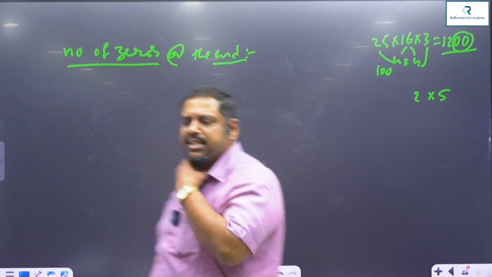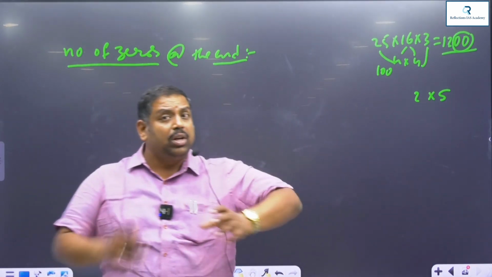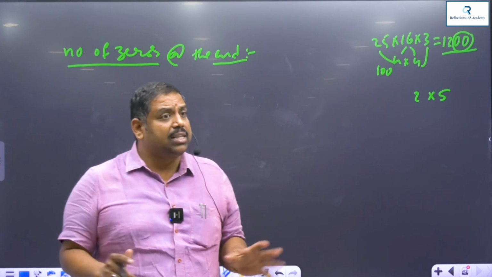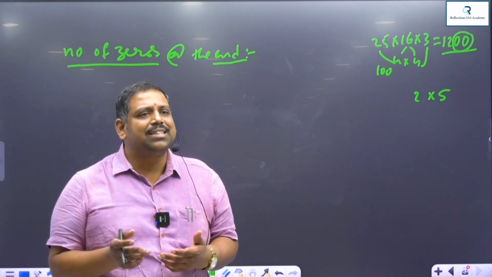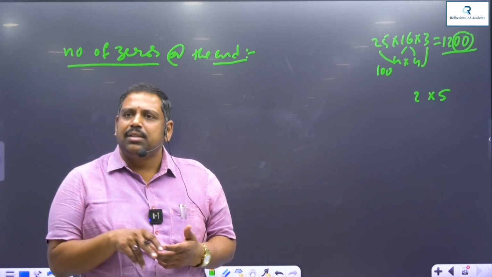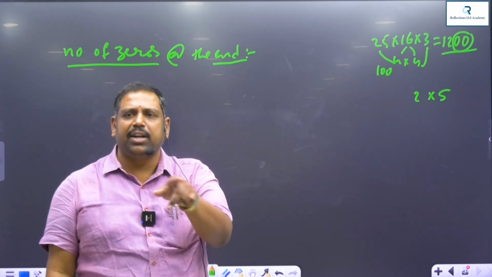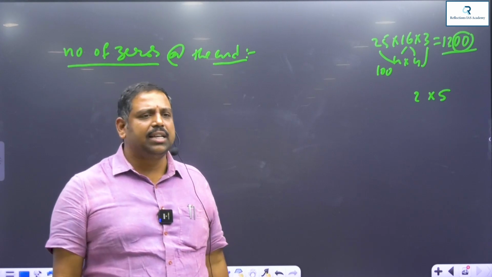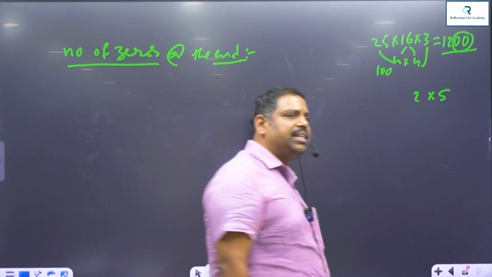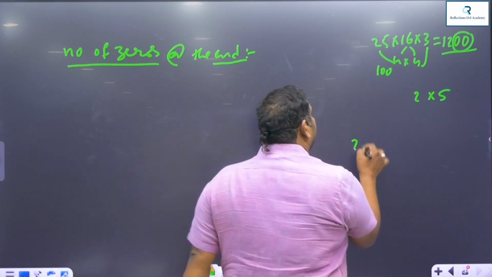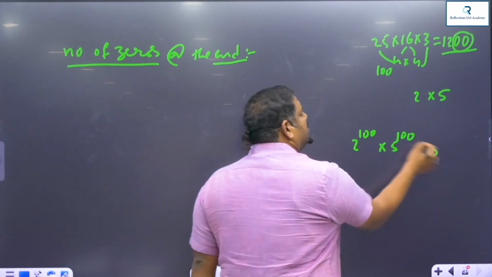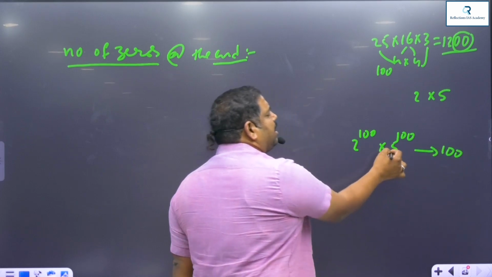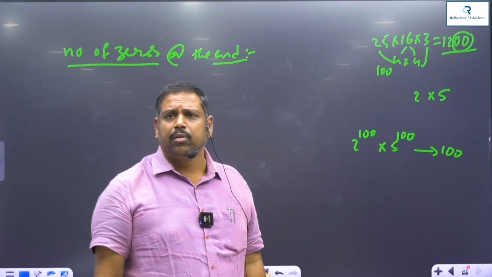10 means you will get a 0 at the end, right or wrong? Only 2s and 5s. You may say, sir, 5 into 6 also leads to 0. Yes or no? But 5 6s are 0 because 6 has 2 into 3, 2 is there, 5 2s. Got it? To get zeros, which are responsible ones? 5s and 2s. Suppose 2 power 100 into 5 power 100, how many zeros are there at the end means? Simply 100 zeros. Because 2 5s are 10 whole power 100, yes or no?